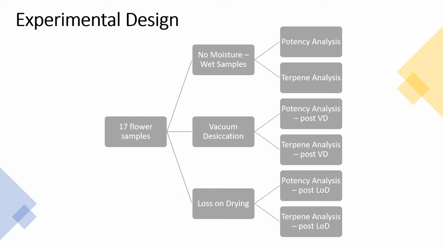For this validation experiment, we selected a total of 17 samples. These were various sample types from various clients. We included pre-rolls, whole flower, small buds, and ground flower in the study. By doing this, we can ensure that the methodology works regardless of the flower matrix being used.